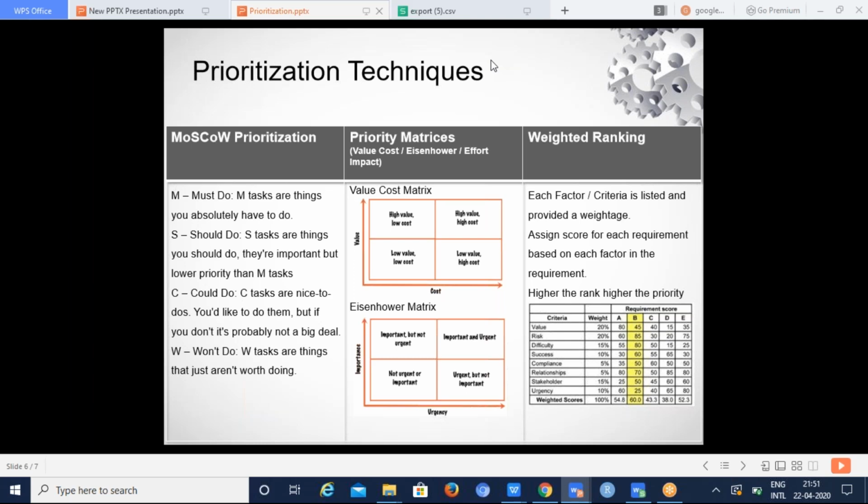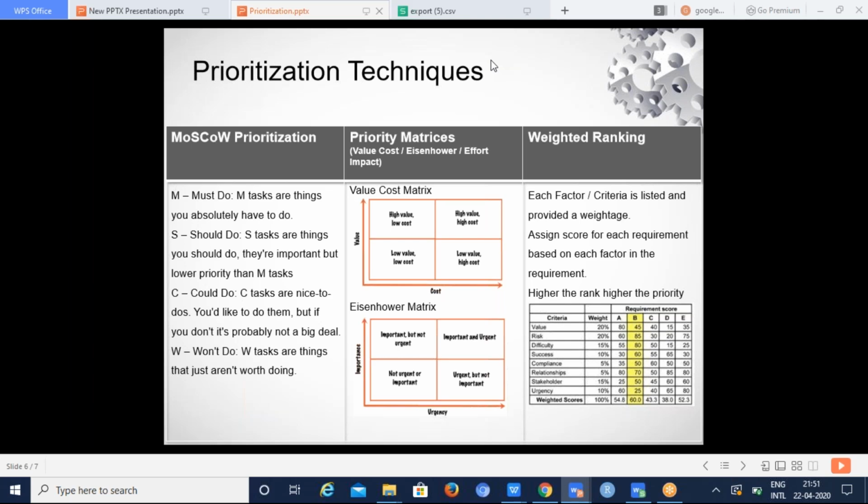Then we have could do. Could do is always good to have. It doesn't have any negative impact if it's not developed. However, if it's developed, it might add certain value to the stakeholder or the user. Those kinds of requirements are usually classified as could do.